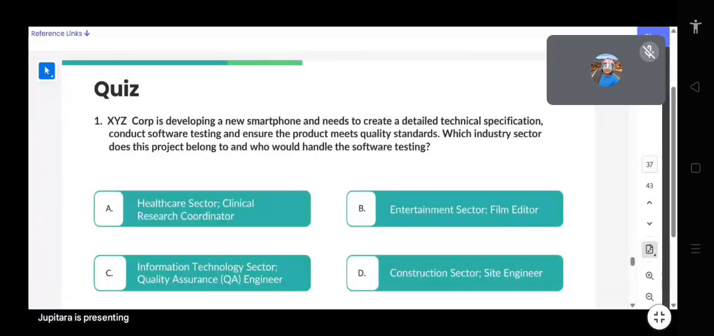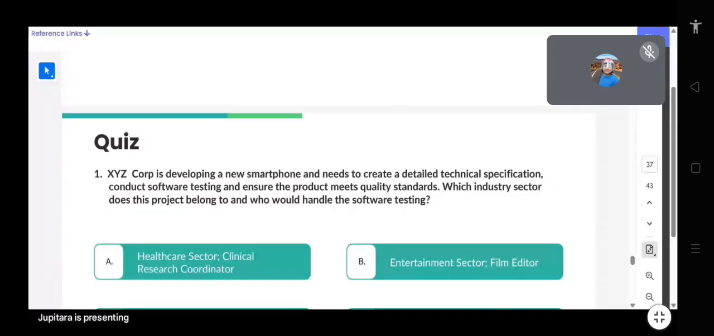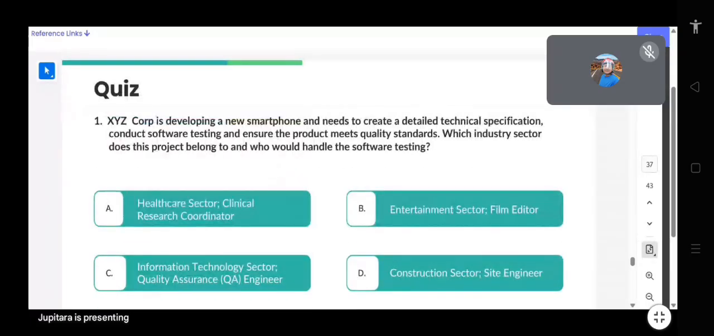XYZ Corp is developing a new smartphone and needs to create a detailed technical specification, conduct software testing, and ensure the product meets quality standard. Which industry sector does this project belong to, and who would handle the software testing? What will be your answer?